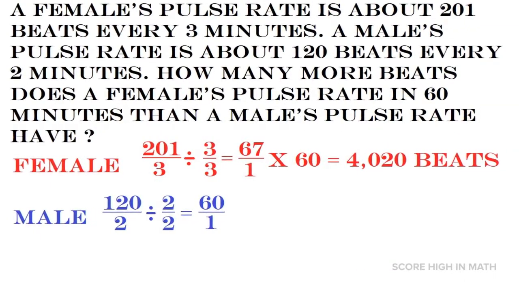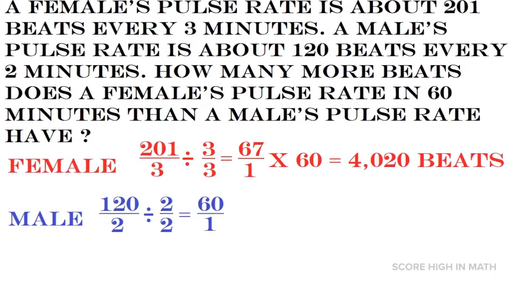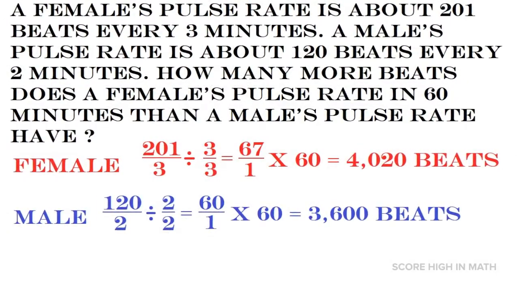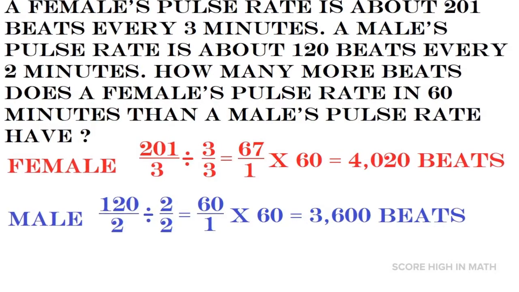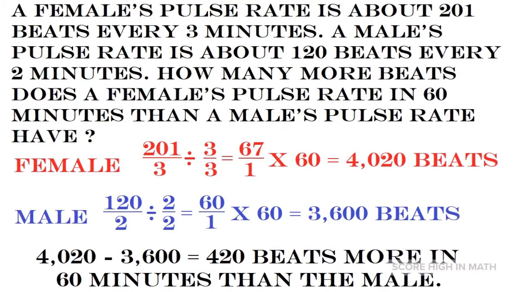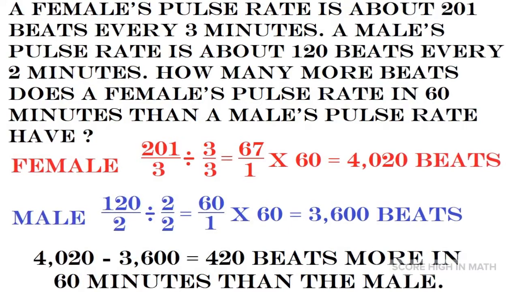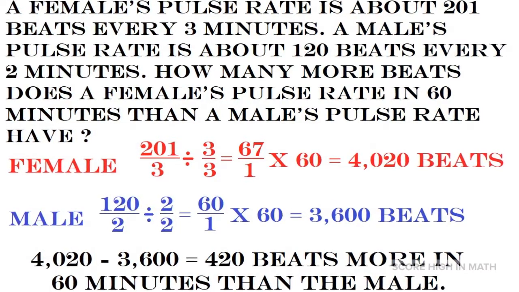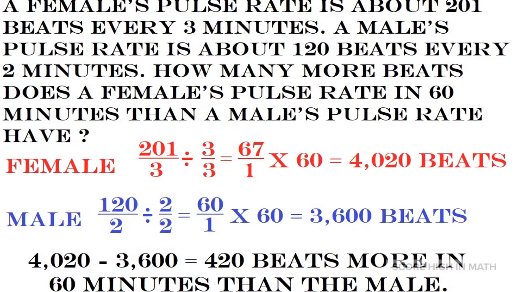To get the pulse rate in 60 minutes, we are going to multiply the unit rate by 60. Therefore, 67 all over 1 times 60 will give us 4,020 beats. For the male's pulse rate, we are going to multiply the unit rate by 60. Therefore, 60 all over 1 times 60 will give us 3,600 beats. To find how many more beats a female's pulse rate has in 60 minutes than a male's pulse rate, we are going to get the difference. Therefore, 4,020 minus 3,600 will give us 420 beats. Therefore, the female's pulse rate has 420 beats more in 60 minutes than the male's pulse rate.